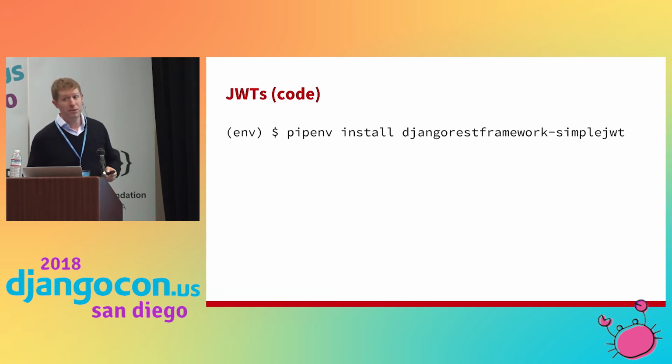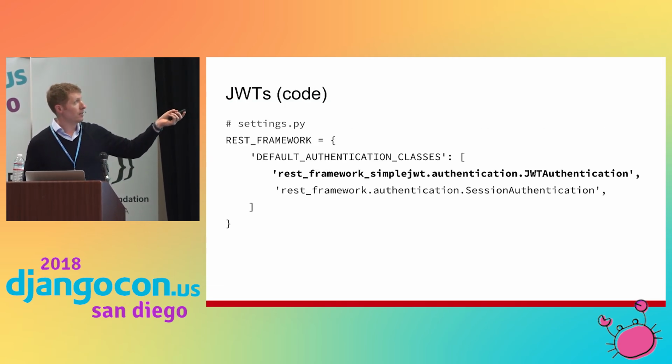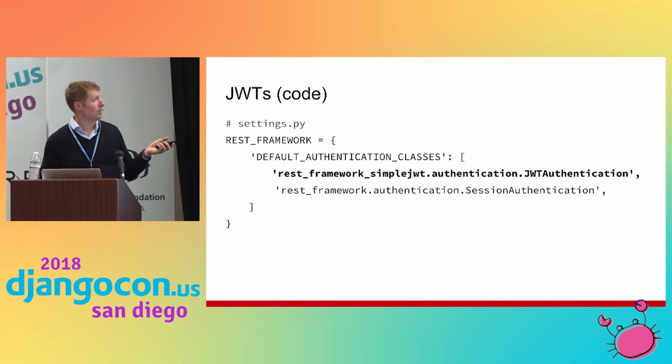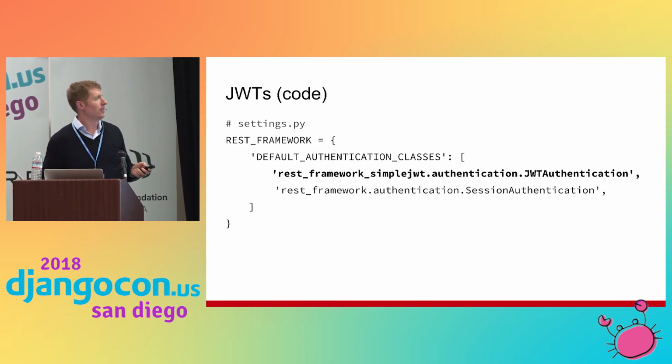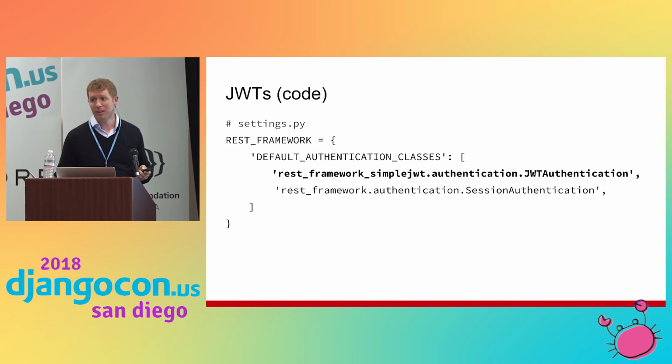All right, so how do we use them? There's two dominant packages, Django REST Framework JWT and Django REST Framework Simple JWT. Simple JWT is a little more up to date, so we're going to use that one today. But if you have an existing API, you just add the package. And down here under default authentication packages, you add it in. That's it. Now you've switched over to JWTs. That's pretty nice.